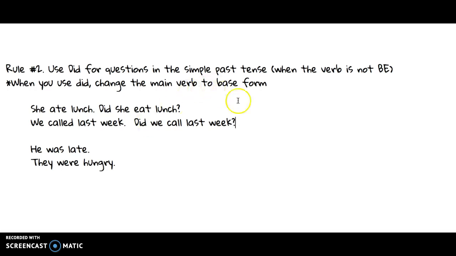Now notice, we have a special rule here to remember. When you use did, make sure to change that main verb to base form. So in this question, my past tense is here, did. Did she eat lunch? A very common mistake people will make is they will say, did she ate lunch? This is the wrong question. I have the past tense here. I don't want to use another past tense here. So let's cross that out.